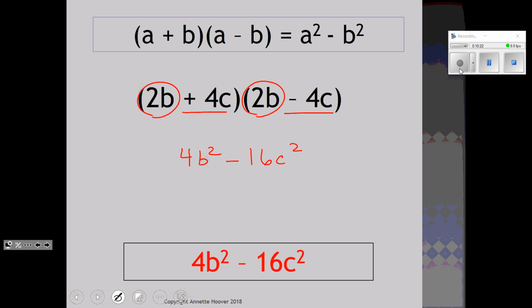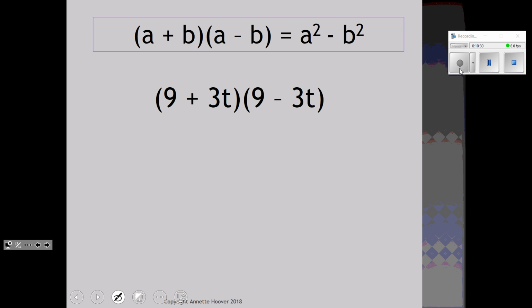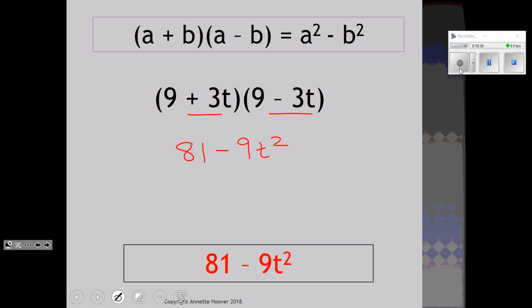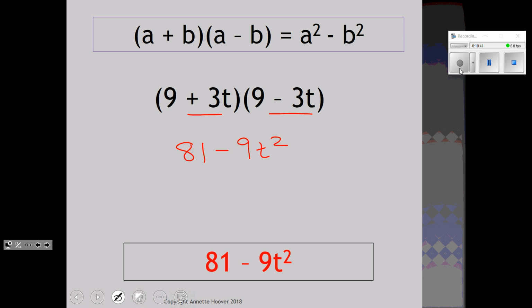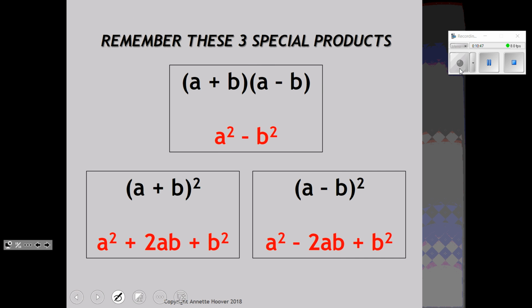Again, everything up there is a perfect square. 4b squared, 16, and c squared are all perfect squares. It's the difference of two perfect squares. 9 times 9 is 81. 3t times negative 3t is a negative 9t squared. So when you learn these shortcuts, look how much faster that goes than going through the entire FOIL process or the distributive property twice. Here's a summary of what we just did.